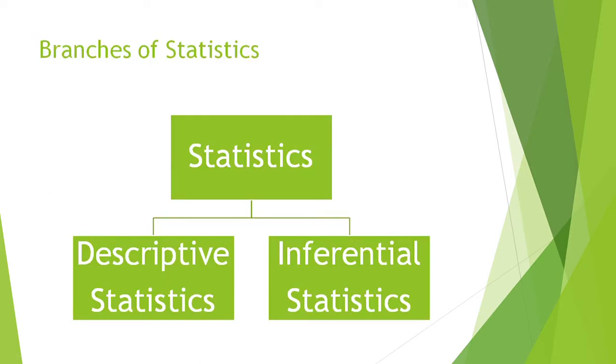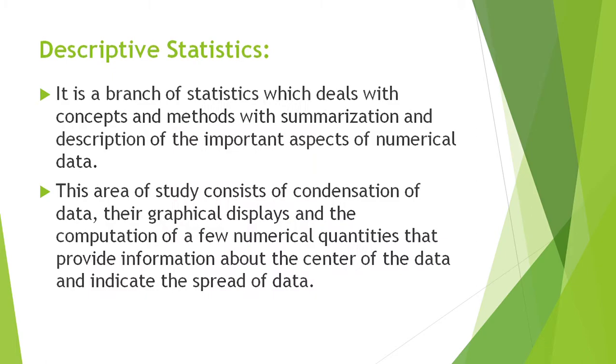Now statistics has mainly two types, or there are mainly two branches of statistics. One is descriptive statistics and the other one is inferential statistics. What is descriptive statistics? It is a branch of statistics which deals with the concept and method of summarization and description of the important aspects of numerical data.